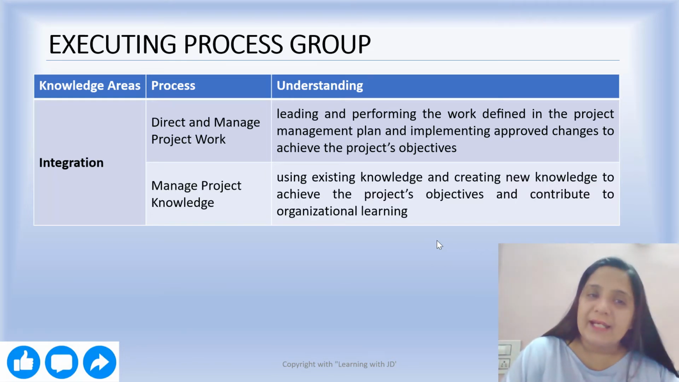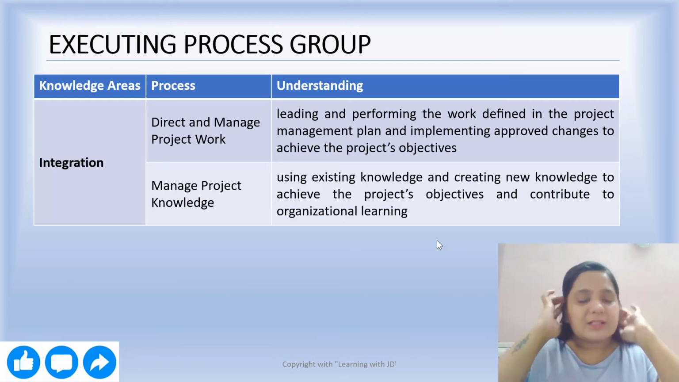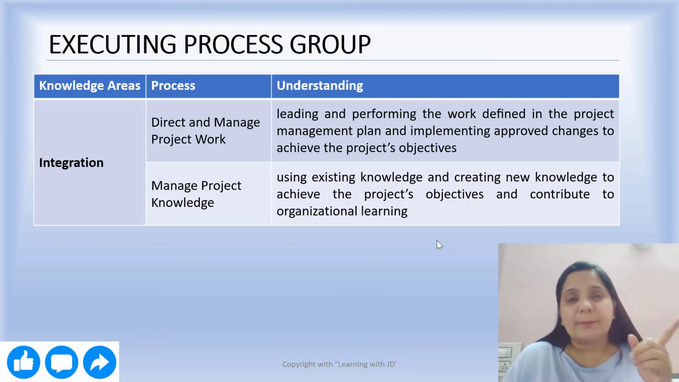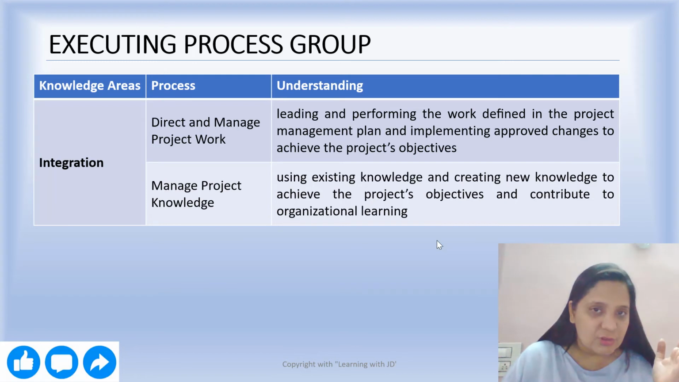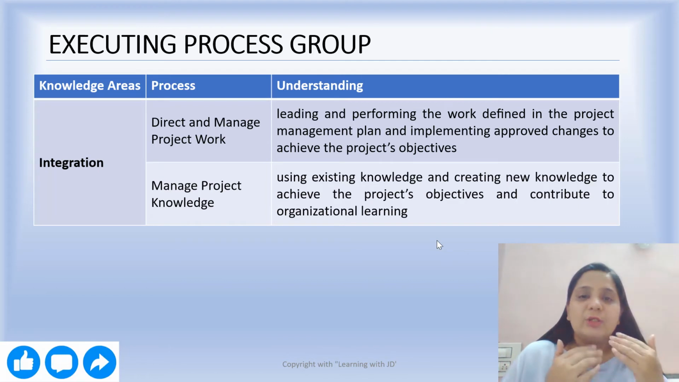Okay, let's start with direct and manage project work. Leading and performing the work defined in the project management plan and implementing approved changes to achieve the project's objective. There are two key parts that happen during direct and manage project work. One, whatever work is defined in the project management plan. Now, where does the project management plan come from? Planning process group, right? Whatever we did in the last session. Planning process group will give you the project management plan that you need to implement.